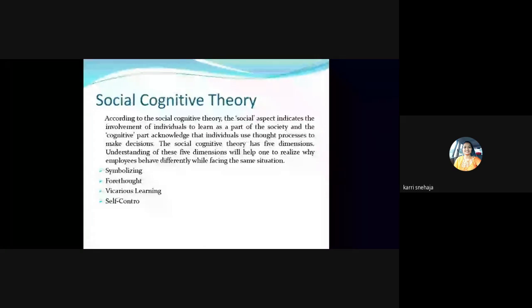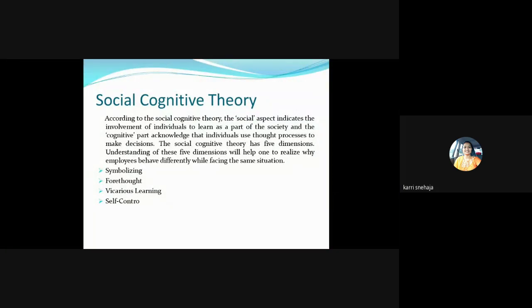The next is the social cognitive theory. According to the social cognitive theory, the social aspect indicates the involvement of individuals to learn as a part of the society, and the cognitive part acknowledges that individuals use thought processes to make decisions. There is a society in which you are living. You learn things from the people, and each and every person has an influence in shaping your personality. The people you live with, your family members, your parents, your brothers and sisters, and your maternal or paternal grandparents, whosoever are attached to you more, and the people in your neighborhood, the people staying nearby, each and every person has an upbringing influence on how you are going to take your decisions.